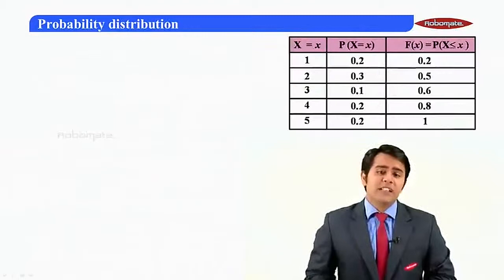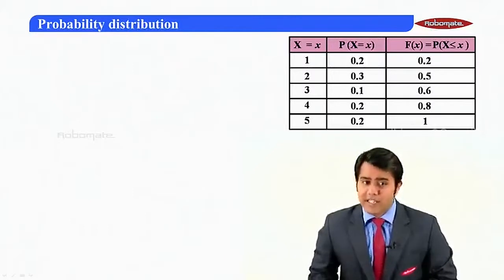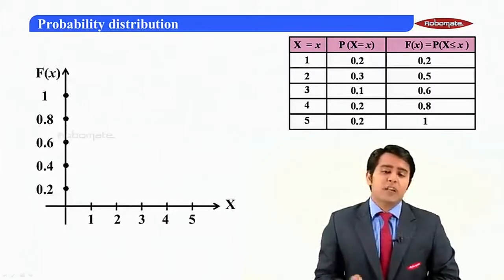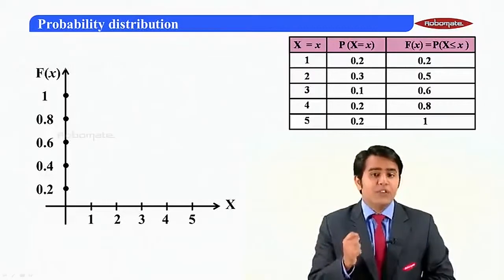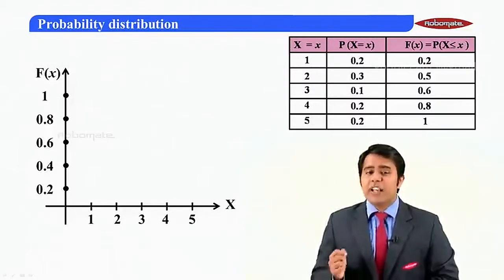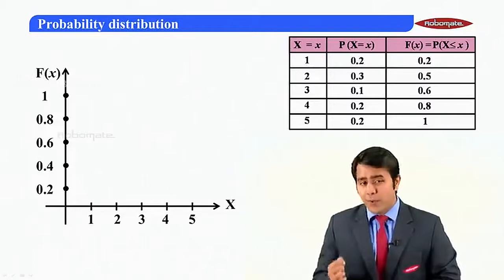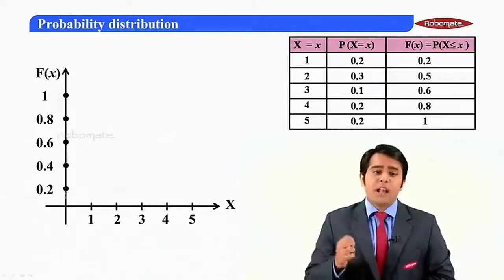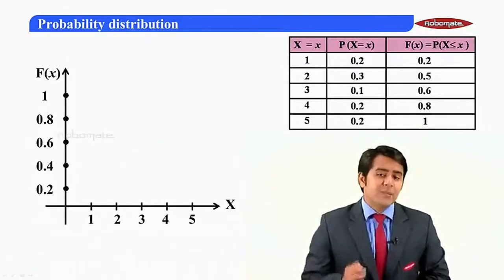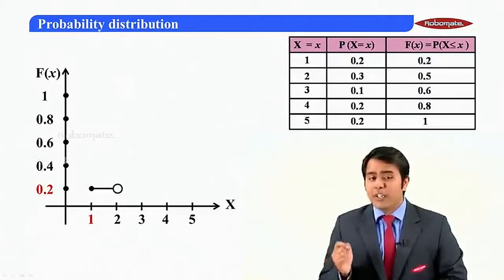Now moving further, let us try to understand what the graph of the cumulative distribution function looks like. So this is the table which we have obtained in the previous slide. Taking the x-axis as 1, 2, 3, 4 and 5 and taking the values of the cumulative distribution function, that is F(x), on the y-axis. So here I have 1, 2, 3, 4, 5 on the x-axis, and on the y-axis the values are 0.2, 0.4, 0.6, 0.8 and 1. Now as you see, from 1 to 2 the value of F(x) is nothing but 0.2.